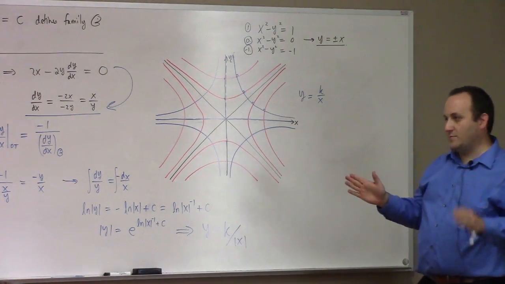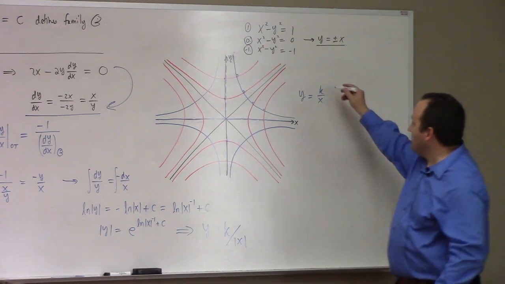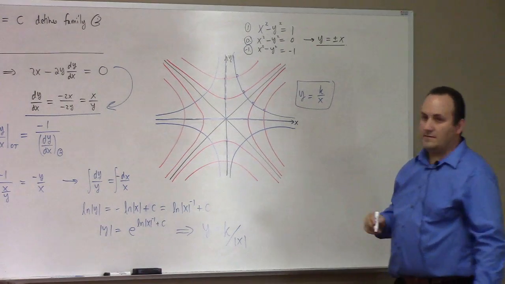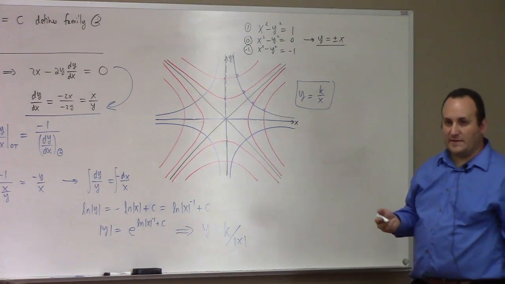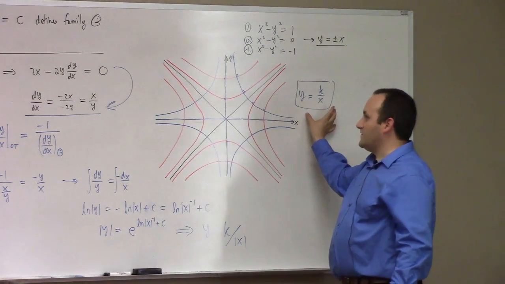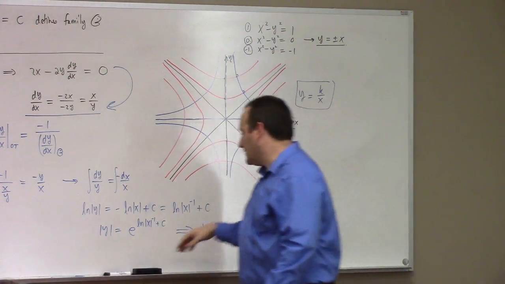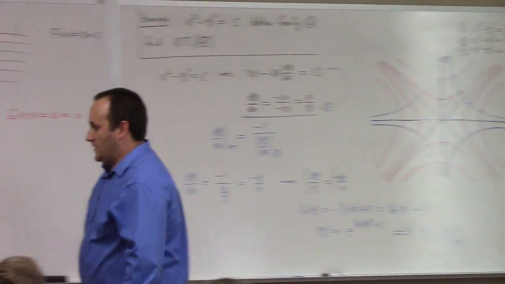Listen, let me just get to the point here, guys. What I would be looking for if I assign this problem on a test is that you find this. That's the main thing. That describes the family of orthogonal trajectories to the given set in this case. All right, let me do another one.